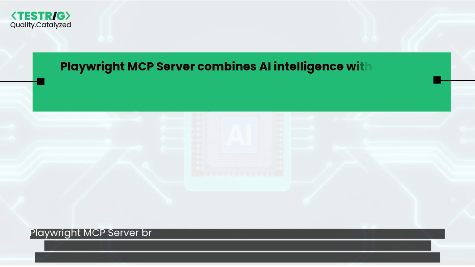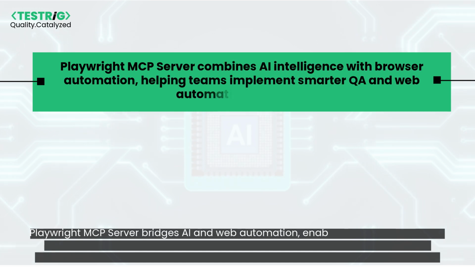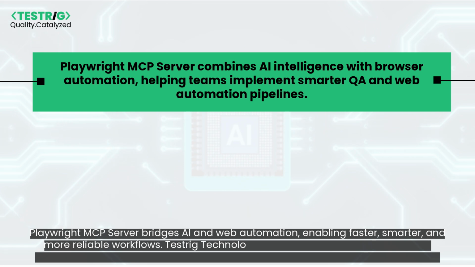Playwright MCP Server bridges AI and web automation, enabling faster, smarter, and more reliable workflows.